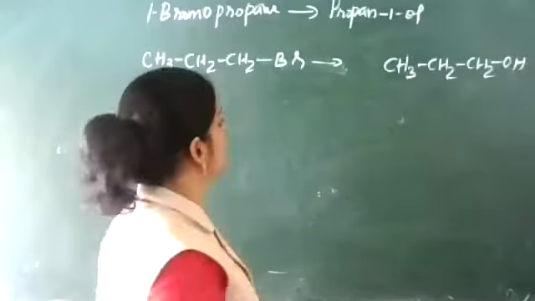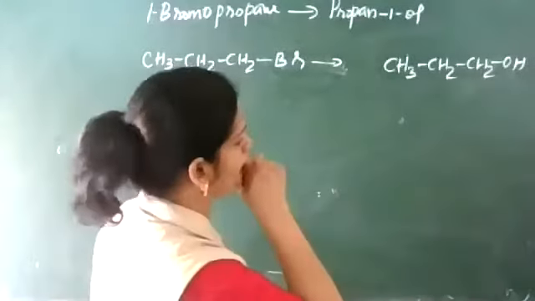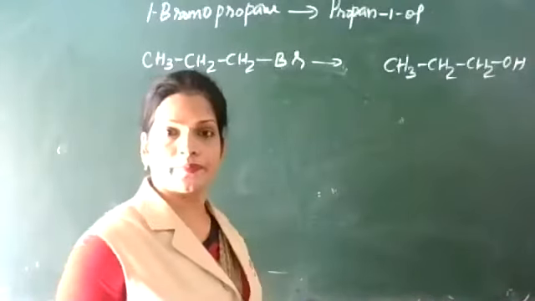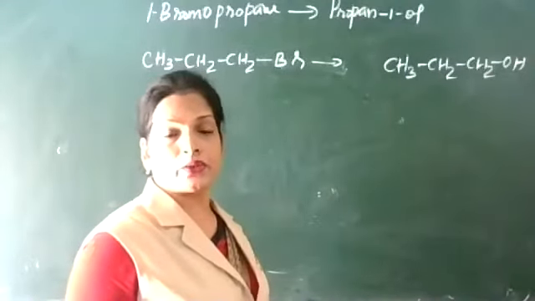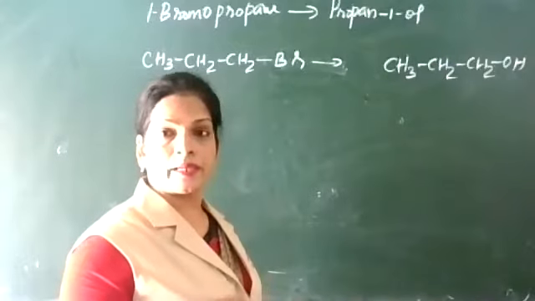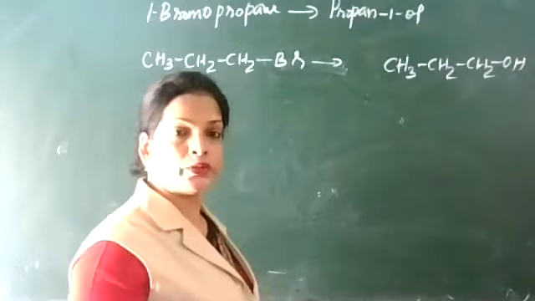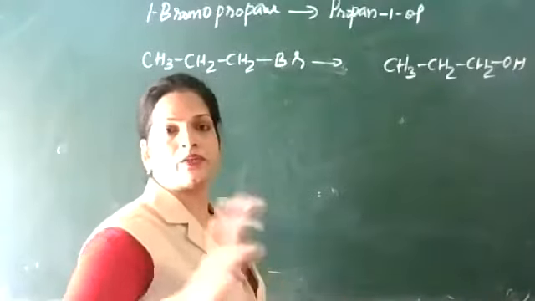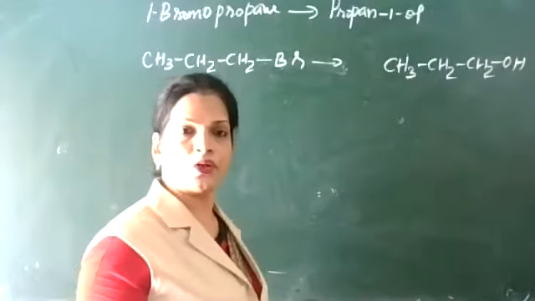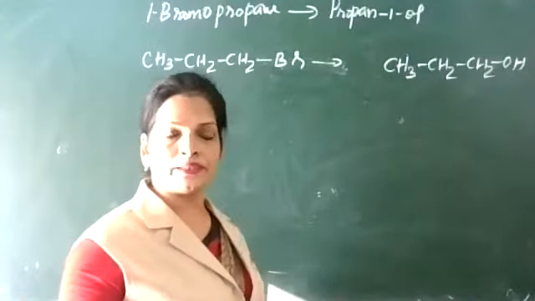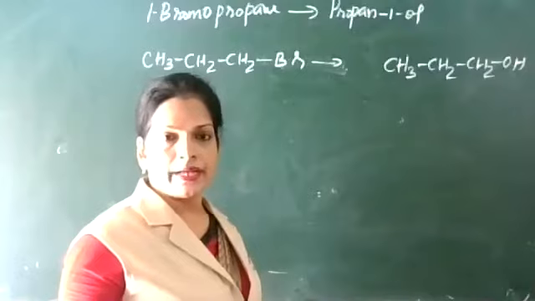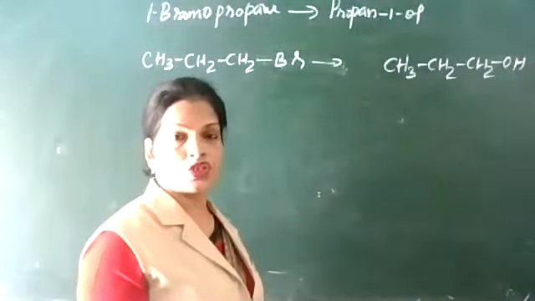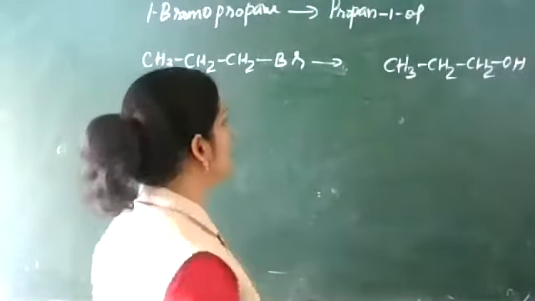What to do? The change is that Br is replaced by OH. So you take KOH, put in water, and K plus and OH minus are separated by putting water. Then OH minus will be replacing this Br.